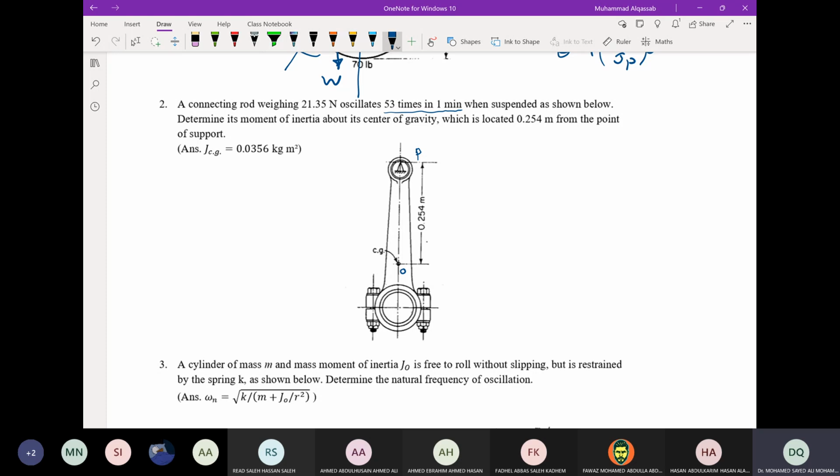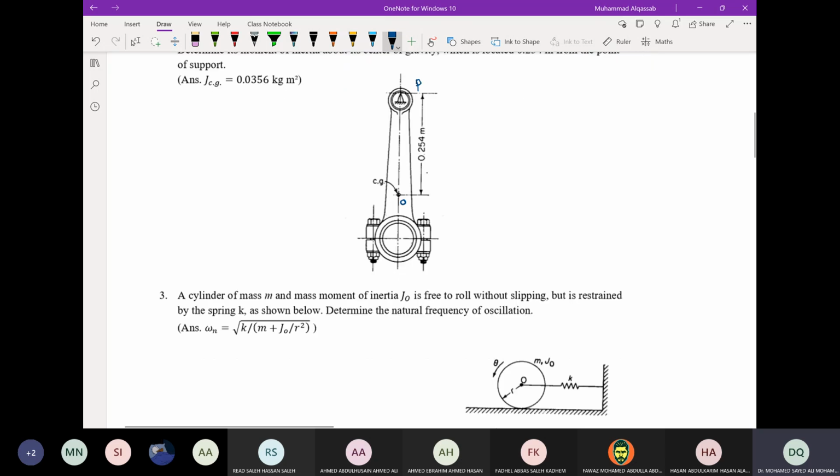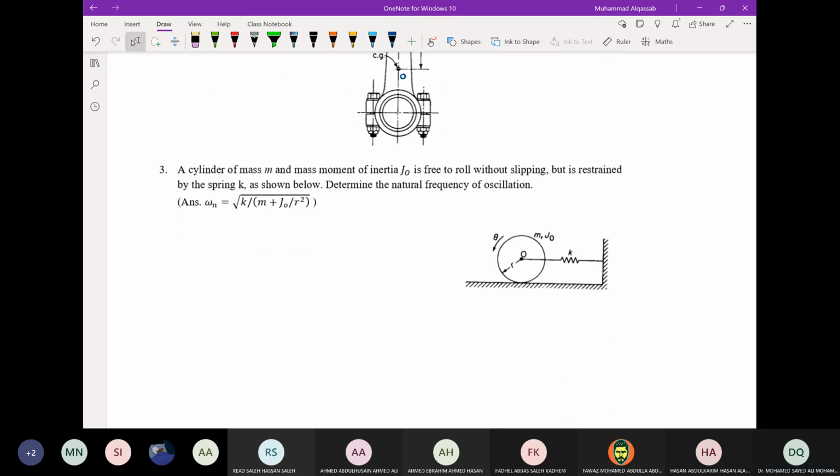You do the same thing, you draw the center line at an arbitrary position and then you apply Newton's second law. Question number 3 is similar to question number 1. A cylinder of mass M and a mass moment of inertia JO is free to roll without slipping, but is restrained by the spring K as shown below. Determine the natural frequency of oscillation.